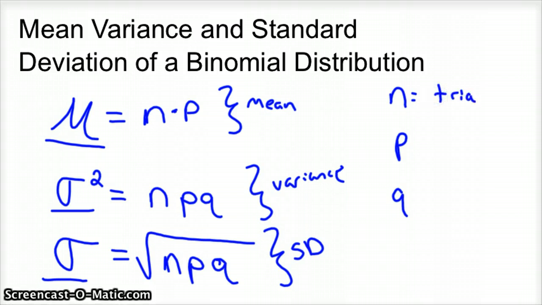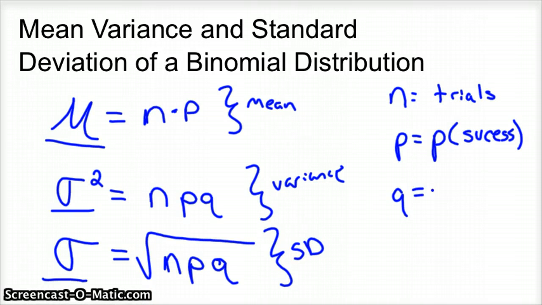For instance, if I was flipping a coin 10 times, n would be 10. If I was going to predict the weather over the next 10 days, where the probability is the same each day, n would be 10. So it's just how many are in your population, what you're doing. P stands for the probability of a success.